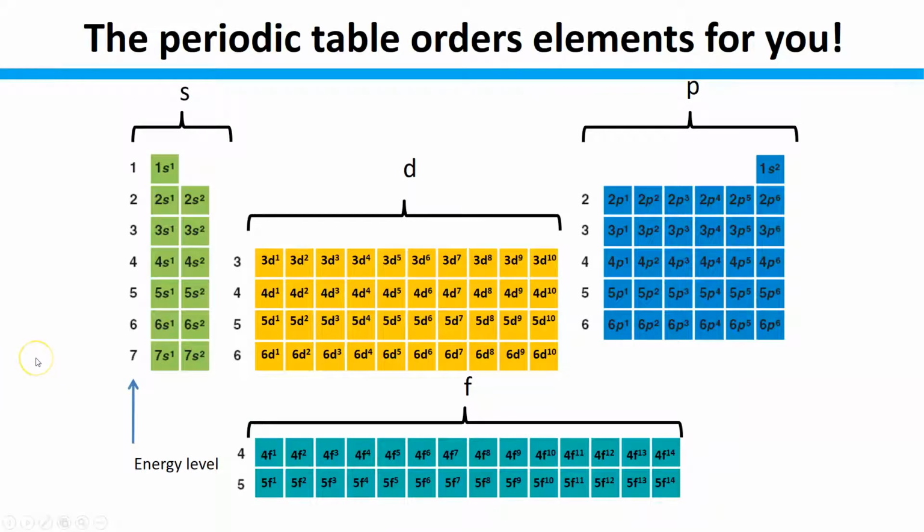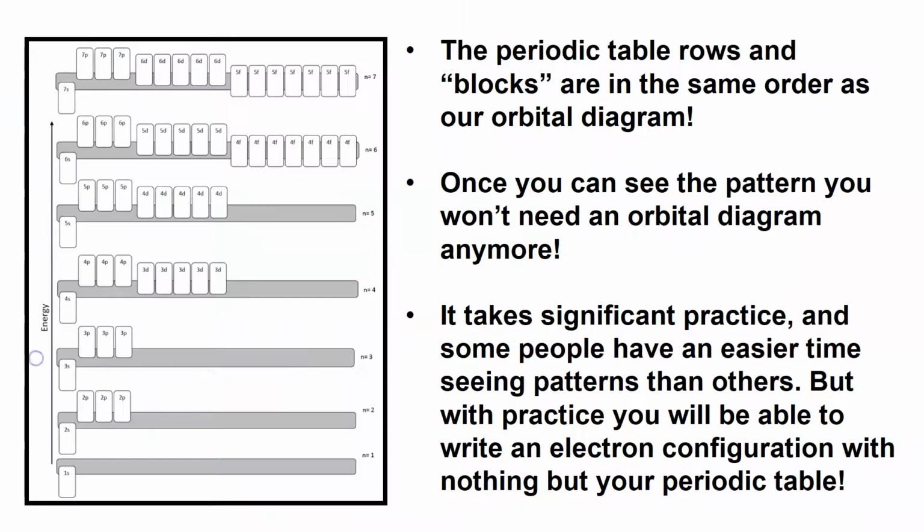So real quick, we're going to be chunking our periodic table into some sections like this. And they're going to correspond to energy levels, they're going to correspond to the type of orbital, and they're going to be able to tell us about how many electrons are in there. The blocks that we're going to see on the periodic table are going to end up matching our orbital diagram order. So once you can see the patterns, you won't need that diagram anymore.